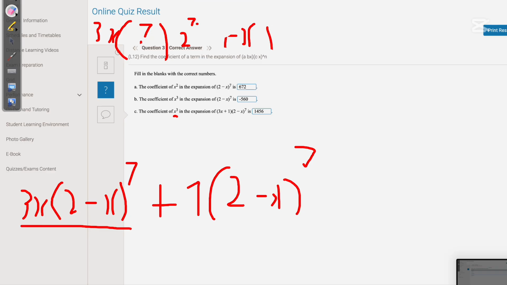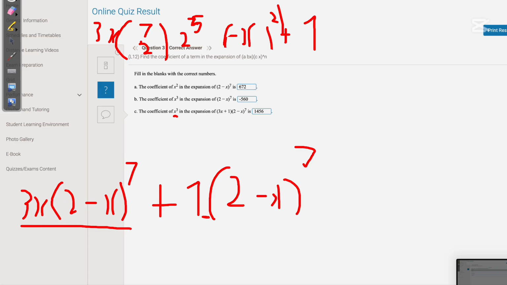So give me a second. So 3x times 7C2 times 2 to the power of 5 times negative x squared plus, we'll do the same thing on the other side. But in this case, since it's not x squared, as we can see, it's only 1x, k will be 3, because we only have 1x here, right? So we'll need it to be 7C3.